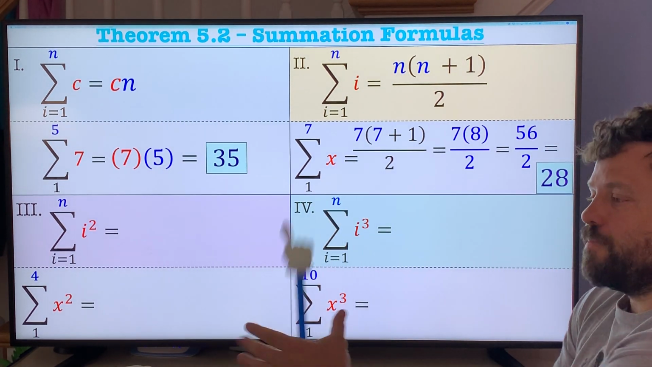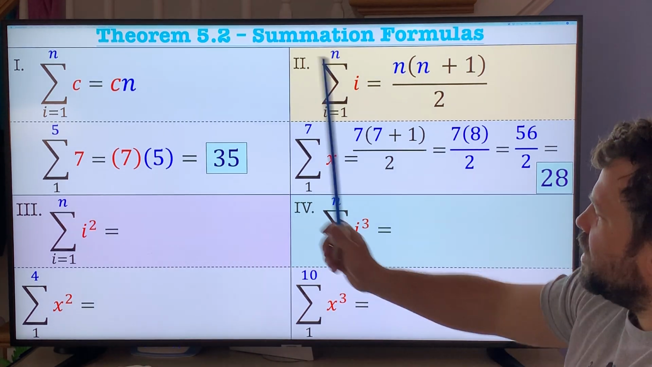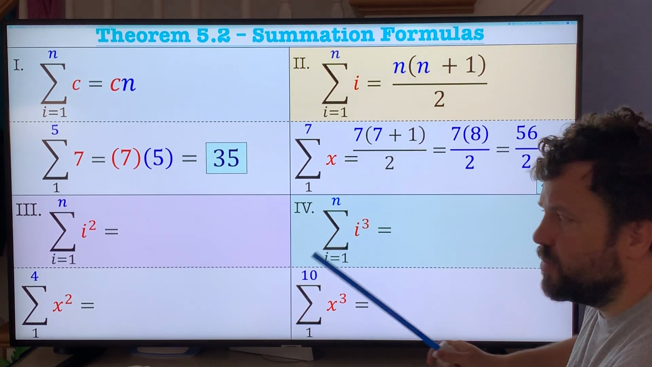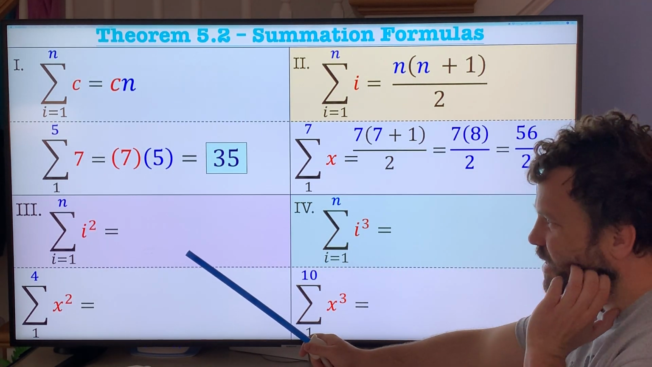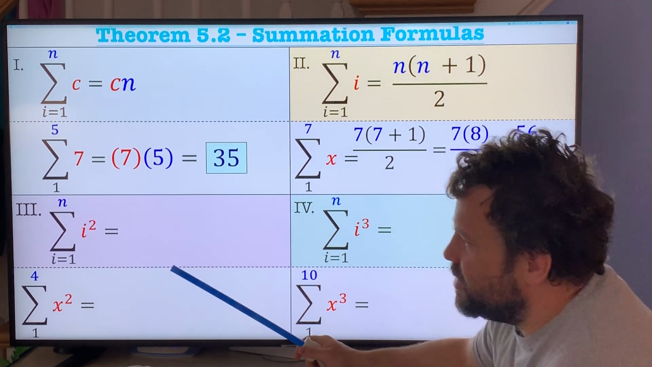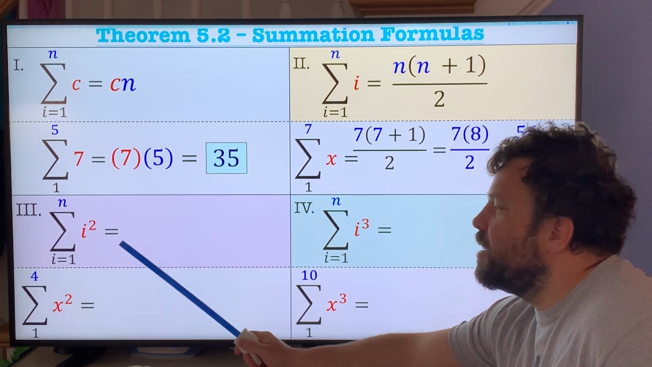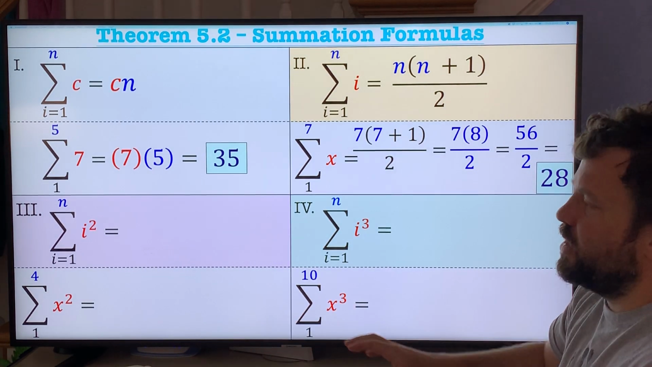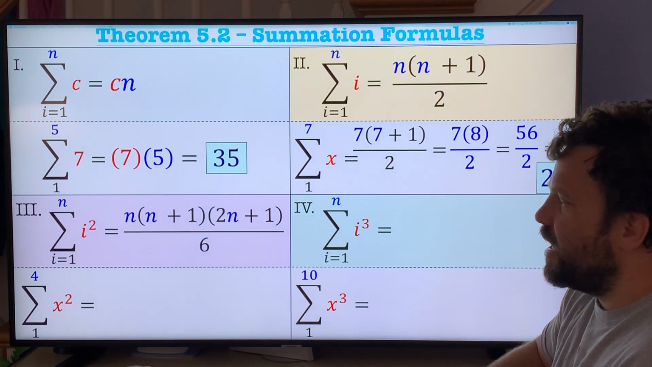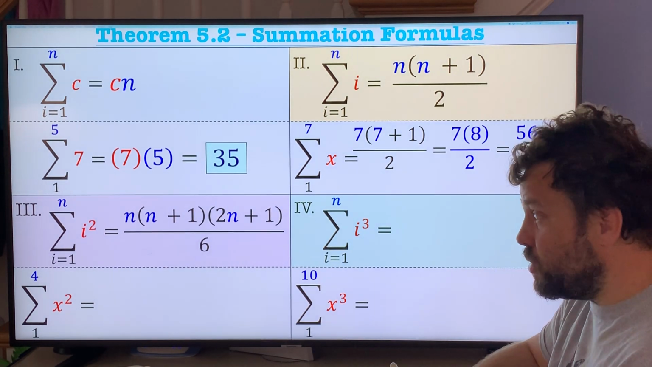Rule number 3. And you could go up much higher than cubes, but in this class we're just going to go to cube because they do take a lot of time to do. And if you understand the one concept of plugging stuff in, you understand it all. I squared is the most tricky. It is n times n plus 1 times 2n plus 1.